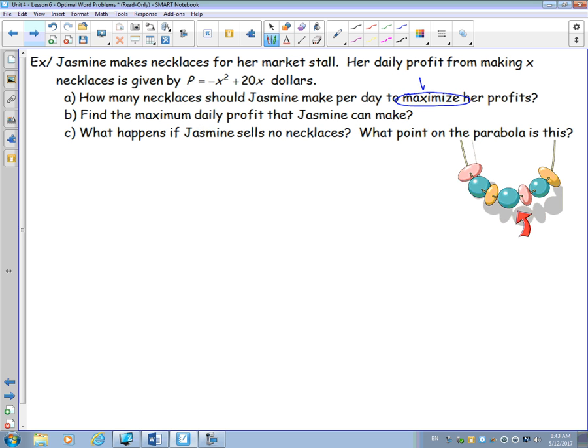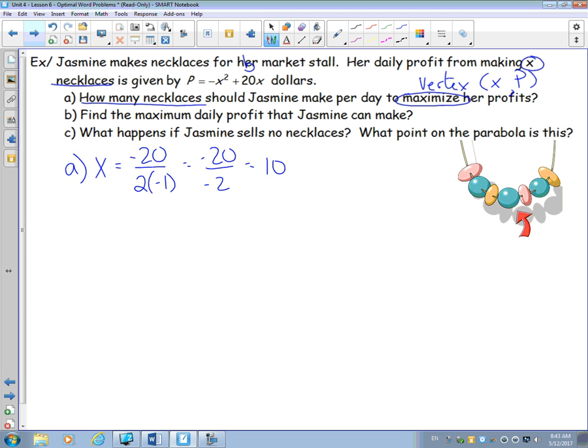Here's my key word, maximize. That's a vertex. But a vertex is made up of two parts. It's made up of the x part, and in this case, the P part. So what am I being asked to find? I'm looking for how many necklaces. Necklaces are the x part. But really, I want to find the axis of symmetry here. X equals negative b, here's my b value, negative b over 2 times a. Or in other words, negative 20 over negative 2, which is 10.